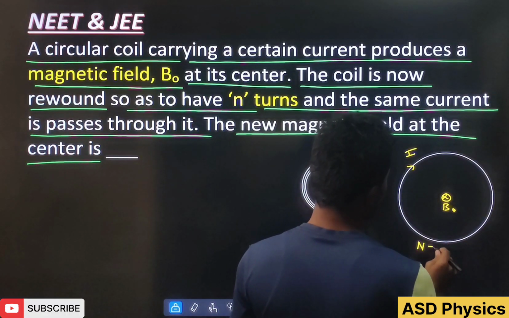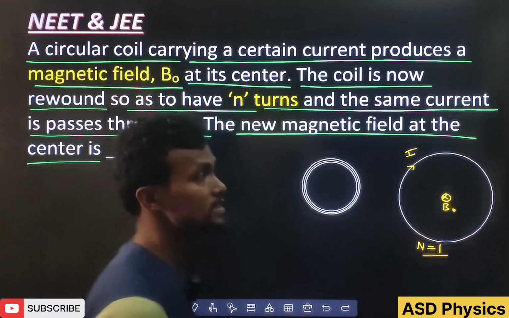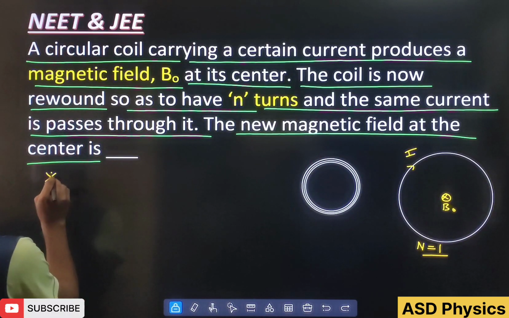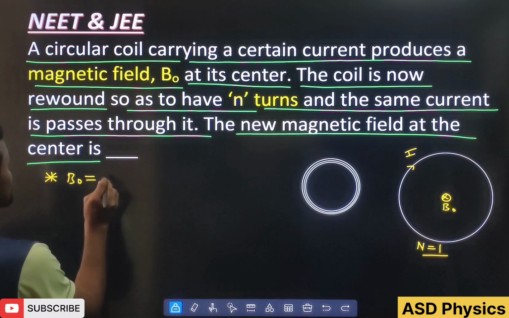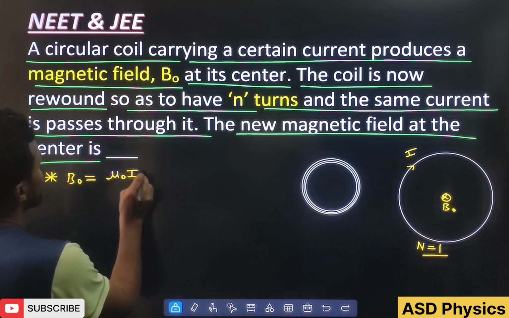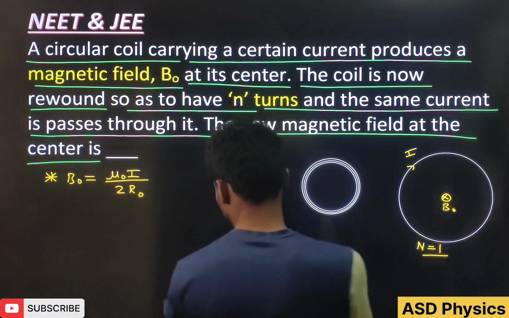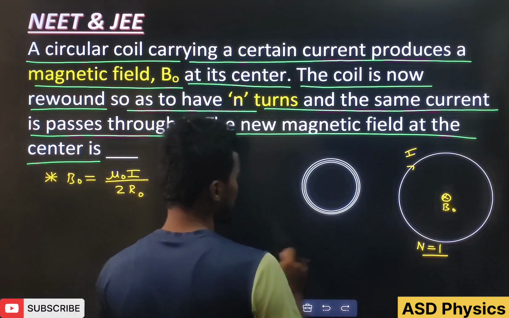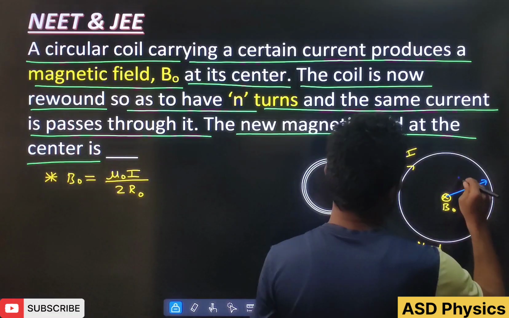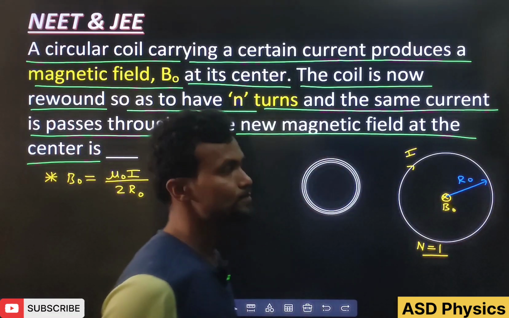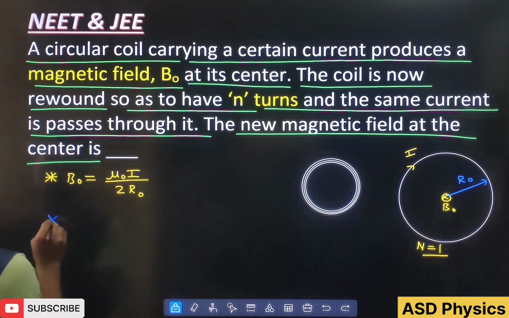How many turns are here? The number of turns here is 1. Initially, this B naught is given for 1 turn by mu naught I by 2R naught, and the radius I am taking here, students, is R naught. Great. Now after that, the new situation.